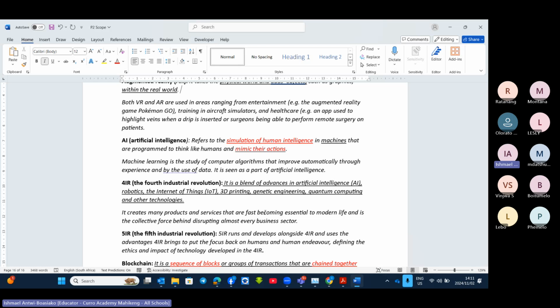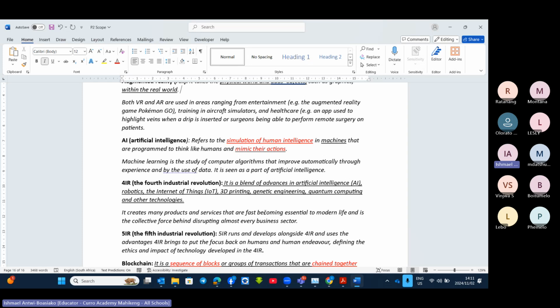And then the 5IR is moving alongside the 4IR. And then they take the advantage of the 4IR, then they focus back on the human nature. So in another way, the 4IR is built upon so that they can now take back on human activity. And that's what we call the fifth industrial revolution.